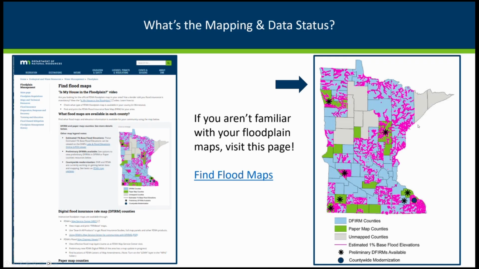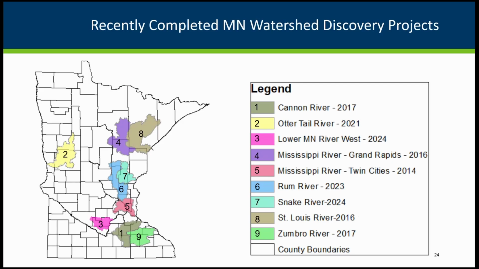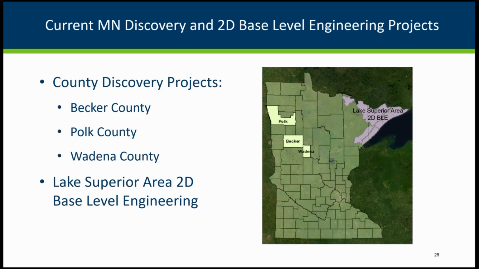Anywhere where you see these pink lines, those are the pink lines that if you were to zoom in, you could review the elevations for these A zones through that LFEO site. Just some updates to things that have happened in the last year or so. We have added 2 new DFIRMs. We've got some preliminary DFIRMs available as well for several counties, and some countywide modernization efforts have been completed as well. This is showing 9 of the watersheds where we've recently completed discovery projects. We do have an additional 3 discovery projects ongoing in Becker County, Polk County, and Wadena County.